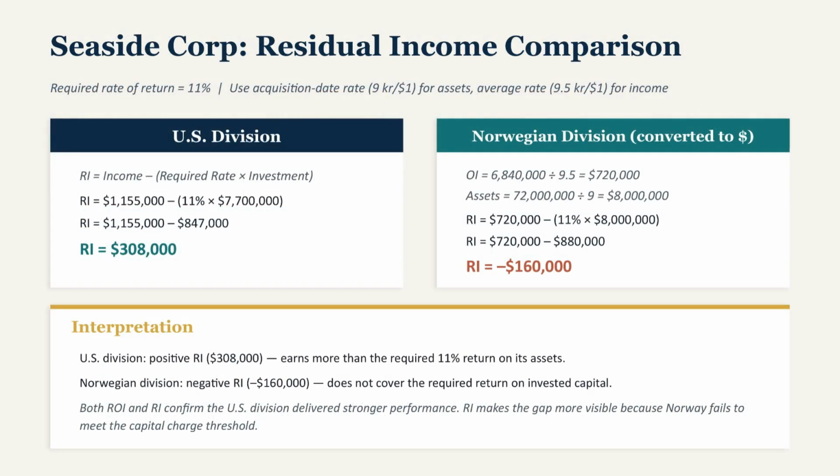Now let's compare residual income using an 11% required return. The U.S. division's residual income is $1,155,000 minus 11% of $7.7 million, giving a positive $308,000. Converted, the Norwegian division has $720,000 in income and $8 million in assets, leading to a residual income of $160,000. This shows the U.S. division not only covers its capital charge but also highlights the performance gap even more starkly than ROI alone.